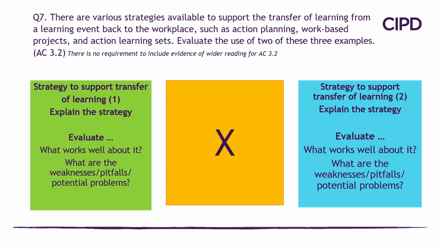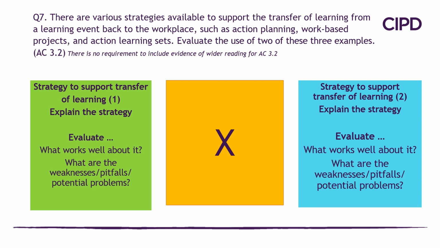Before we unpick that question a little bit more, let's just mention that sentence in red font. This is one of those assessment criteria where there is no requirement to include evidence of wider reading. You can just focus on your thinking, the facts, the practicalities of this question. So getting back to that question, you're asked to take 2 of those 3 examples and evaluate the use of them.